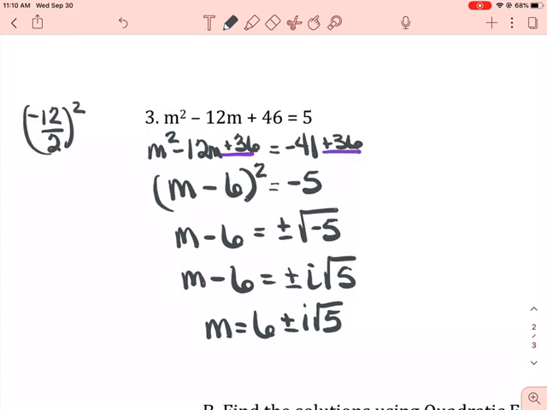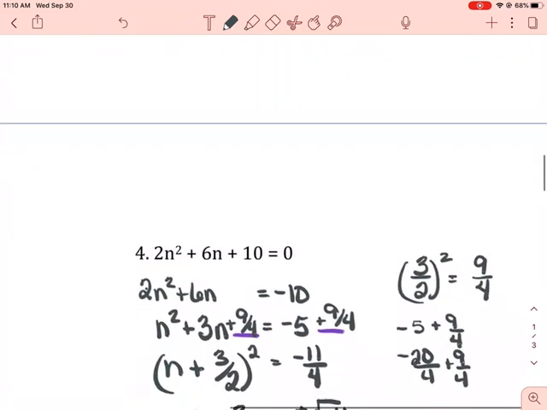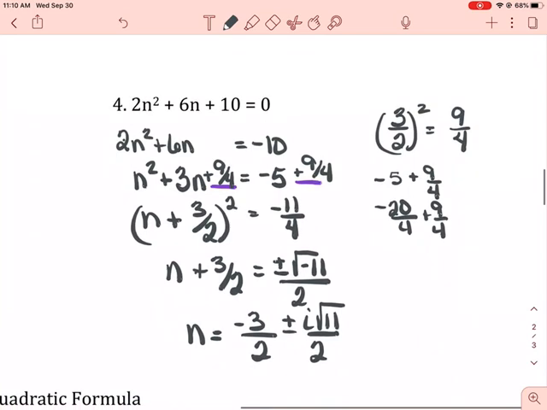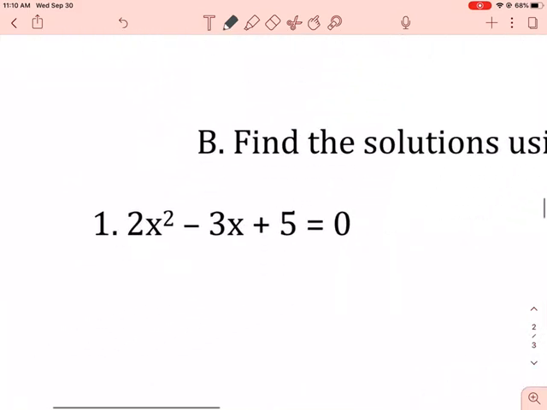All right, why don't you try 2 and 4 using the completing the square process. Okay, so let's take a look at 2. I got negative 4 plus or minus i square root of 6. And then 4, I divided everybody by 2 first. This one got a little nasty, sorry. Divide everybody by 2. Okay, half of 3 squared gives you 9/4. Add the 9/4 to both sides. Do some math. Negative 5 plus 9/4, I got negative 11/4. Okay, square root both sides. Took out the i. You got negative 3 over 2 plus or minus i square root of 11.